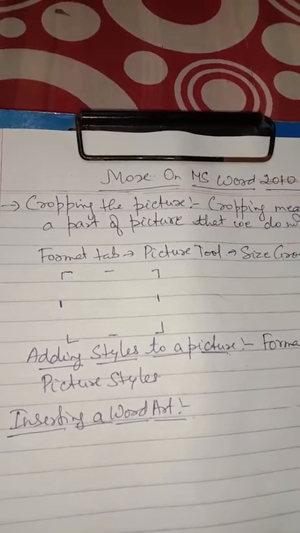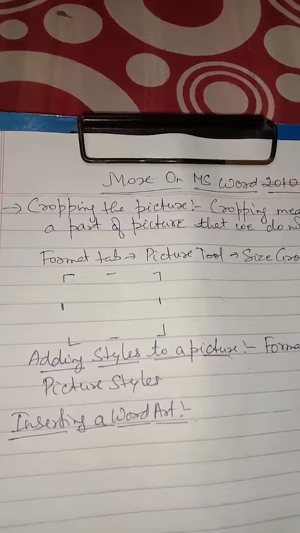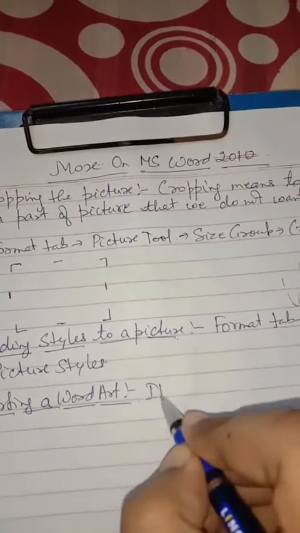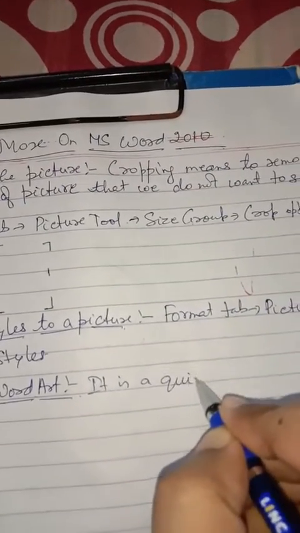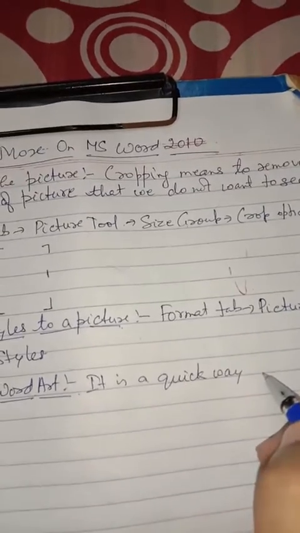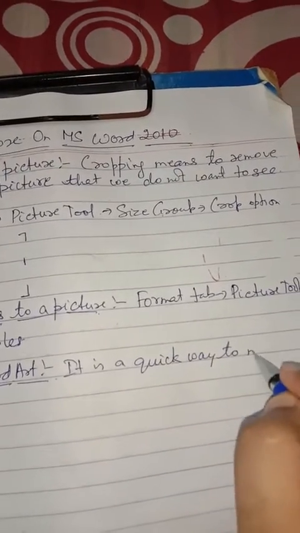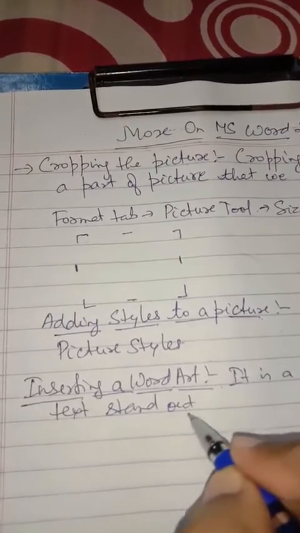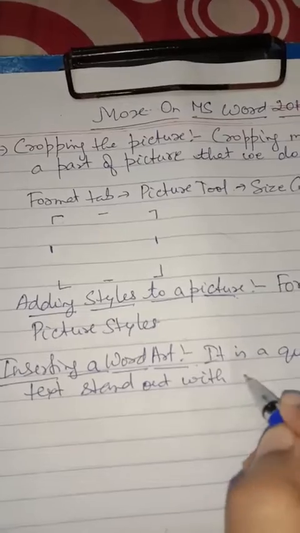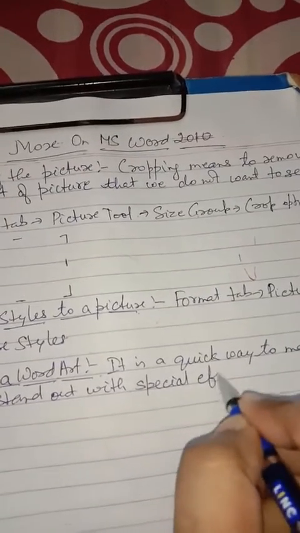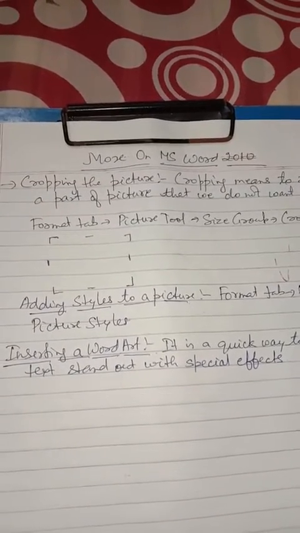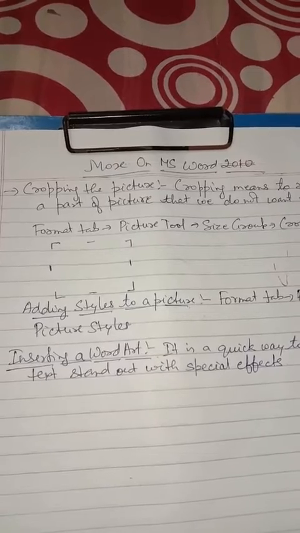So when we are asked what is Word Art, we can say it is a quick way to make the text stand out with special effects. Many times we see the names of movies, and the movie names are created with the help of Word Arts only.